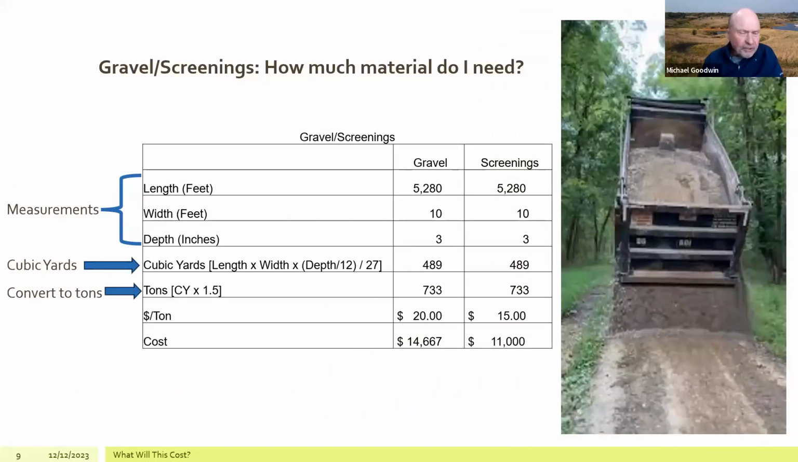So the next thing people ask is, well, how much gravel do I need? And so it's really pretty simple. You can figure out the length, width, and depth of that gravel and do a calculation that's shown on the sheet here.